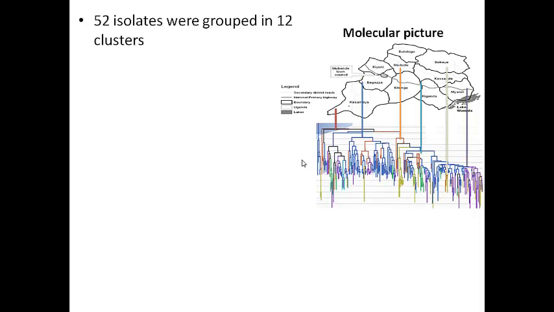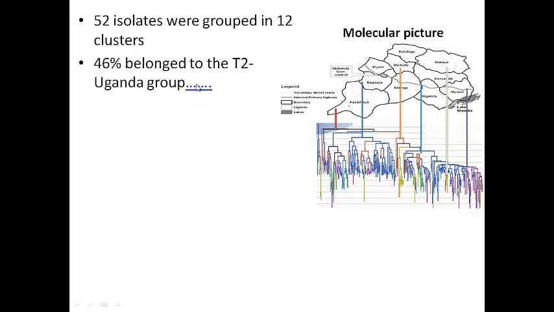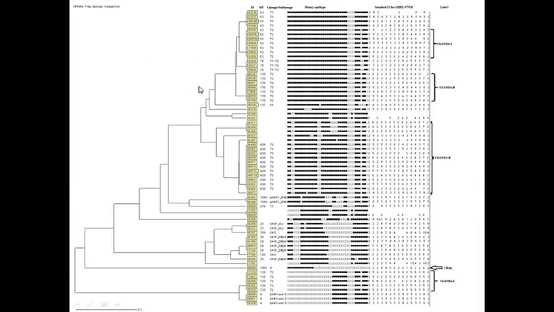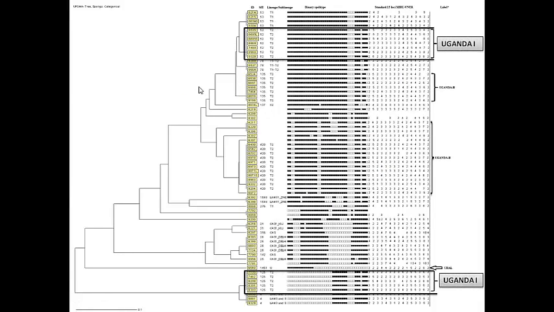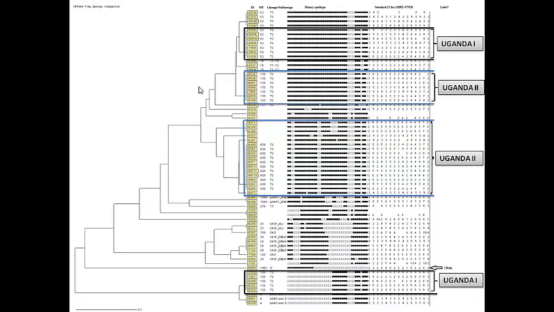On a molecular picture, 52 isolates clustered in 12 groups, and the majority of these actually belong to the T2 Uganda group. And T2, these are the modern types of TB. T1 is prevalent in Russia, T2 is prevalent in Uganda. What do we mean by this? If we look at the dendrogram, we see that Uganda 1 and Uganda 2, which belong to the T2 lineage, were the most prevalent. These are the ones that were circulating the most among this population.